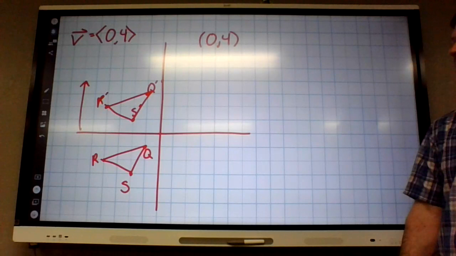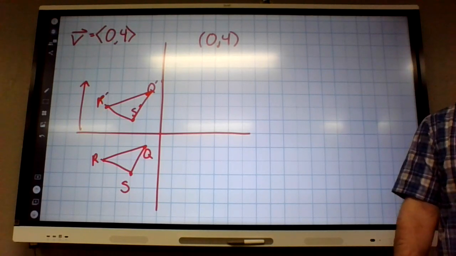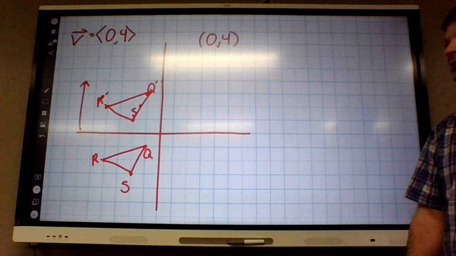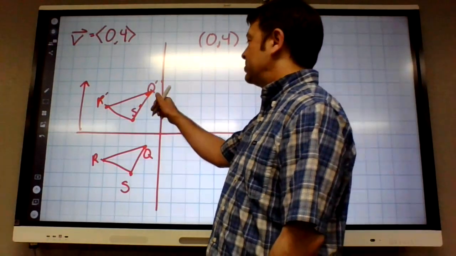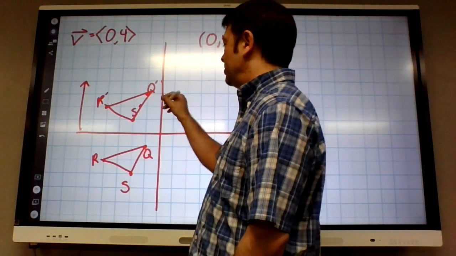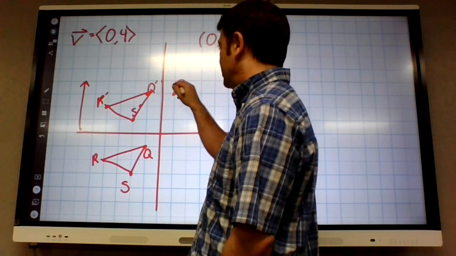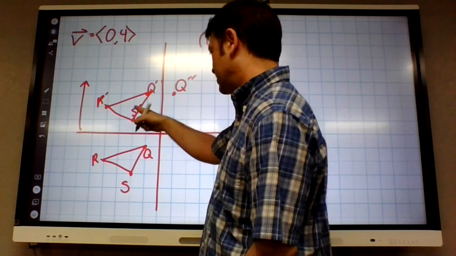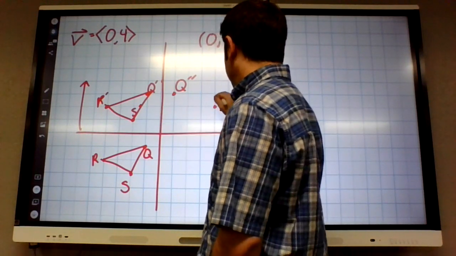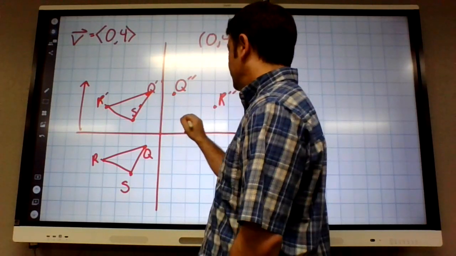Okay, the second part is we're supposed to reflect it over the y-axis. Which one is the y-axis? Just the up and down. Okay, so if q prime is 1 unit away, q double prime is going to be 1 unit away. R is 4, so R double prime. S is 2.